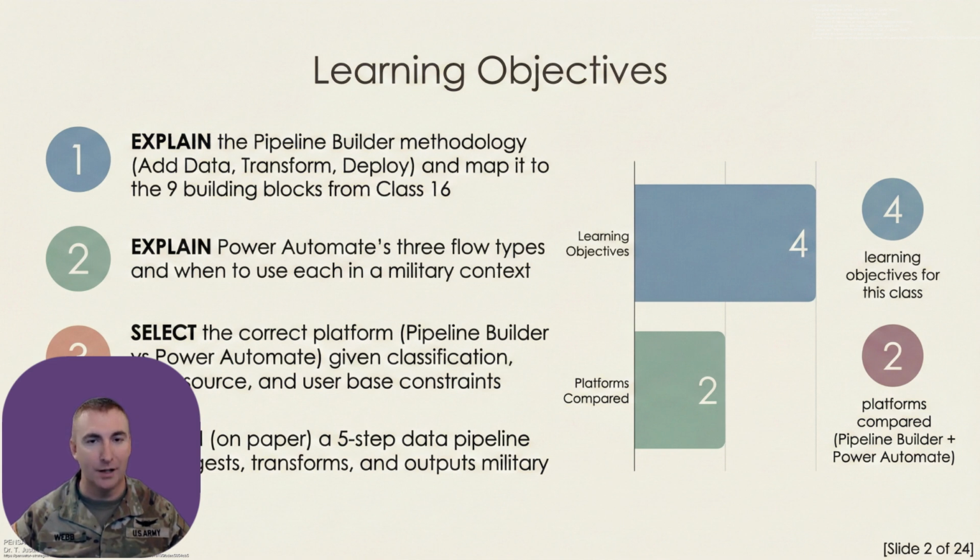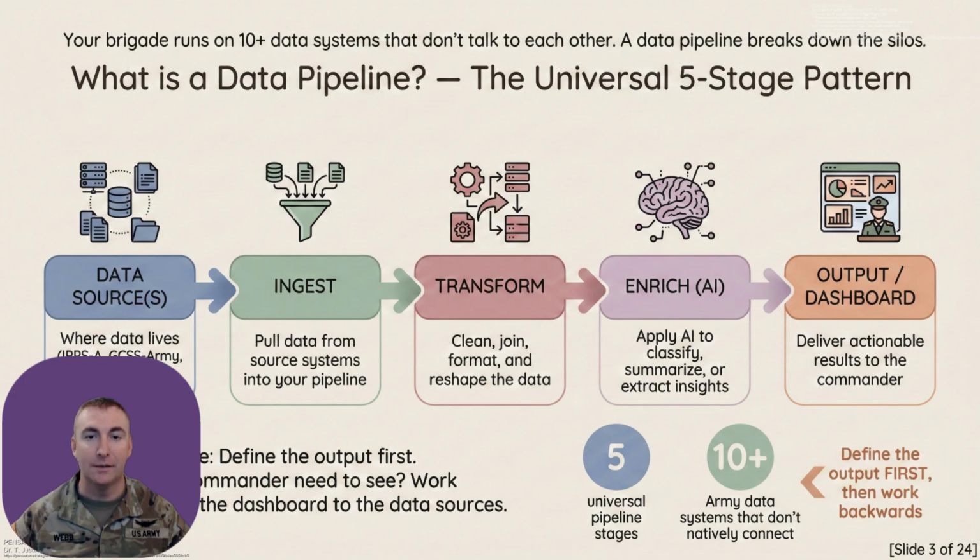Every one of those objectives starts with the same foundation, 5 stages. Every data pipeline follows this pattern. Connect to your sources, ingest the raw data, transform it into something useful, enrich it with AI, output it to a dashboard. The discipline that separates good pipelines from bad ones: define the output first.